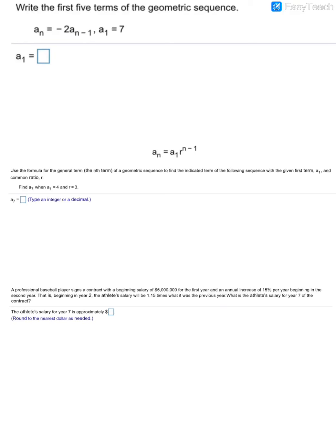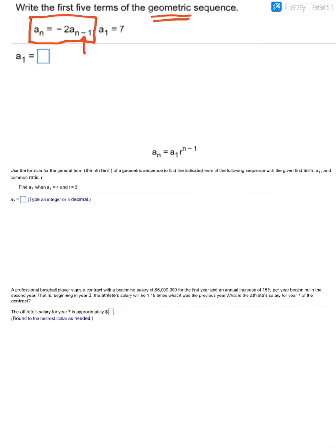In this video, we are going to look at geometric sequences. The term geometric means that you are multiplying by some value to get from one term to the next. In this first example, they have given me a formula that tells me that the nth term is going to equal -2 times, basically, the previous term. So we're multiplying by -2 to get to the next term.